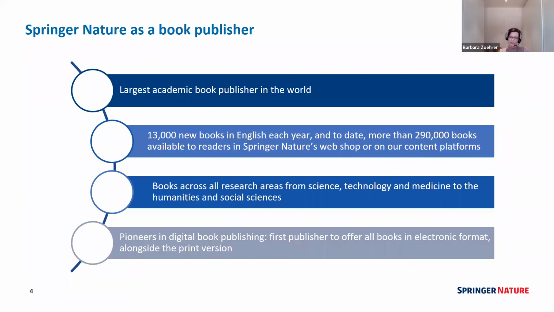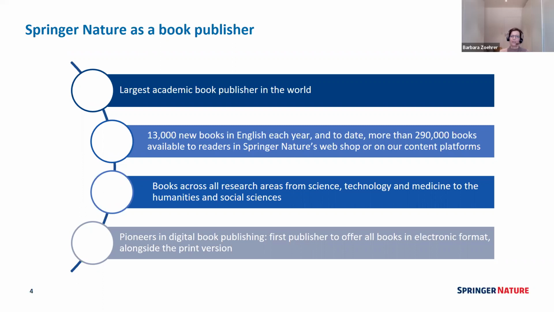So as our focus today is on the book publishing process, let's take a closer look at Springer Nature as a book publisher. So Springer Nature is the largest academic book publisher in the world, with one of the strongest science, technology, and medicine ebook collections, and also huge collections in the humanities and social sciences. We publish 13,000 new books in English each year, and to date, more than 290,000 books are available to our readers in Springer Nature's webshop or on our content platforms.